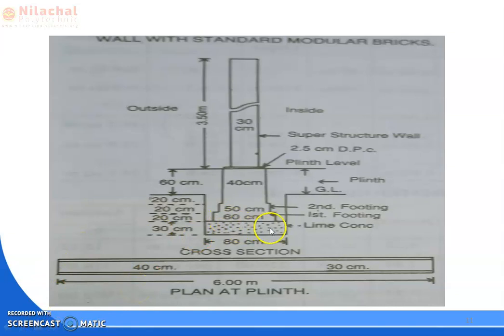Okay. Here the first footing is given. Breadth is 60 centimeter. Thickness is 20 centimeter. The second footing is given 50 centimeter breadth and thickness is 20 centimeter. Okay. Then the remaining part we discuss in the next class. Thank you.